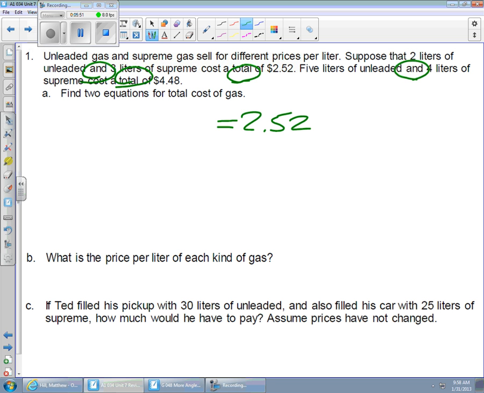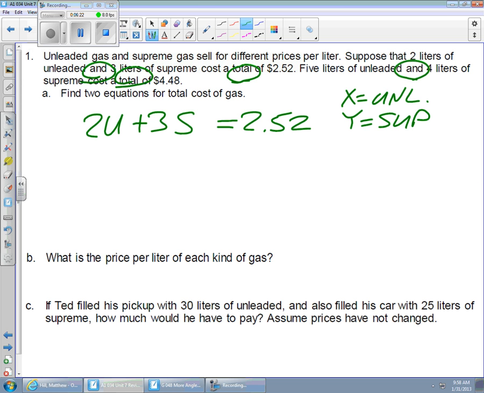Probably a little bit more specific than that is going to be cost. The cost of the gasoline seems to be what we're figuring out here. So if we say 2 liters of the unleaded, 2 liters times whatever the unleaded is, plus 3 liters of the Supreme, that's going to equal $2.52. So I'm going to let X be the unleaded and Y be the Supreme.